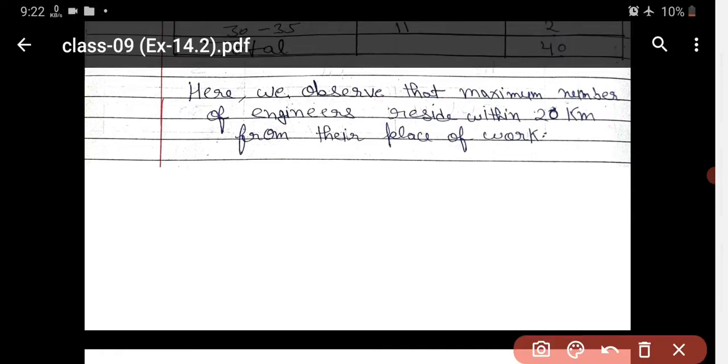If you want, you can write the same. Here we observe that the maximum number of engineers reside within 20 kilometers from their place of work. So the maximum number of engineers lie within only 20 kilometers. Okay, so I'm writing that one. If you find some other observation, you can write that also. Come to the third question.